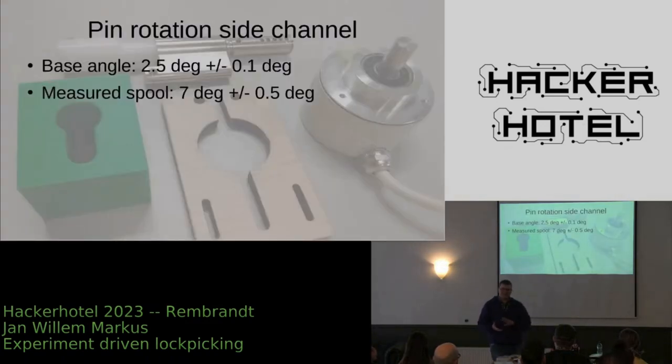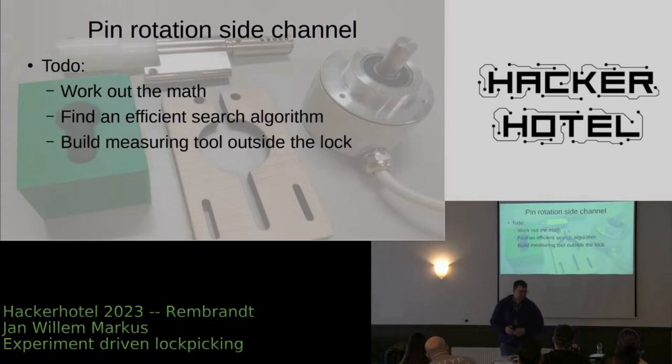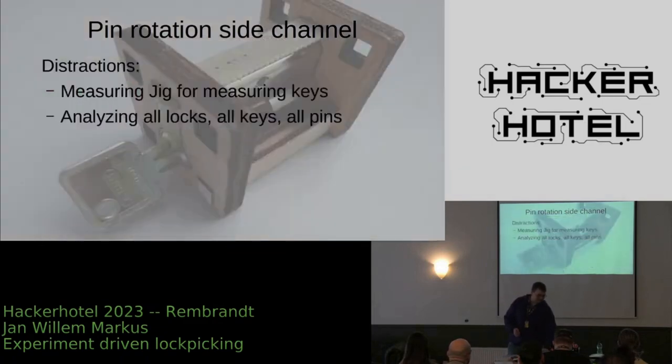Just some numbers. The base angle of a standard pin is around 2.5 degrees, and a spool is about 7 degrees. So there's definitely some room to measure, but it's not a lot. What I didn't do yet is to work out the mathematics and to find an efficient search algorithm. And lastly, now I measured inside of the lock, and of course you want to have this done outside of the lock. What doesn't help is when rebooting this project, I blew up the encoder. That was quite an expensive mistake. But I since have found new encoders from China, and they seem to work fine.